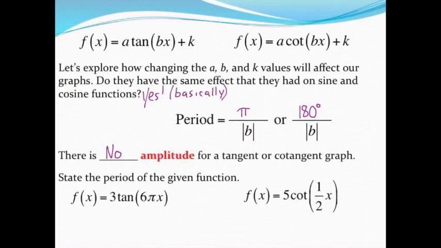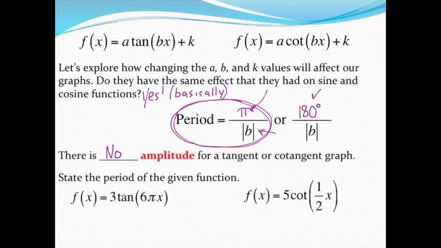When we're finding the period of a tangent or cotangent graph, we're basically going to do the same thing that we did for a sine or cosine graph, except we have to note that the normal period, the unaffected period of a tangent or a cotangent graph is just pi. And so to find our new period, we're going to take pi divided by b instead of 2 pi divided by b like we've done before for sine and cosine.